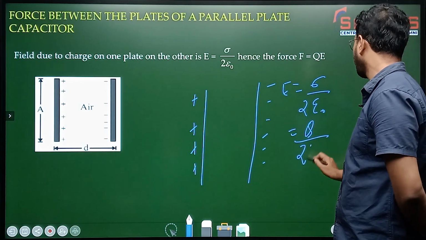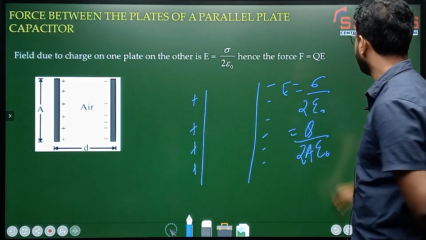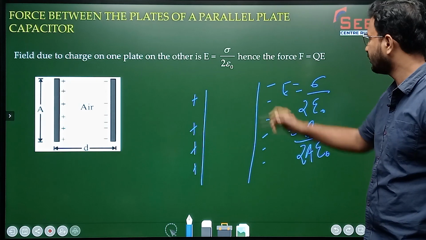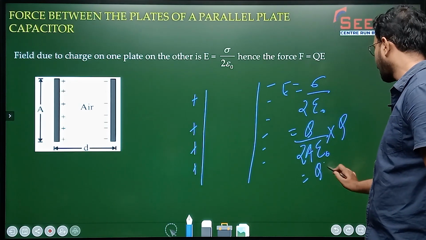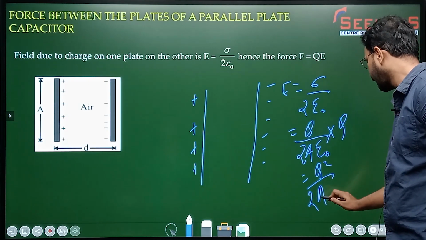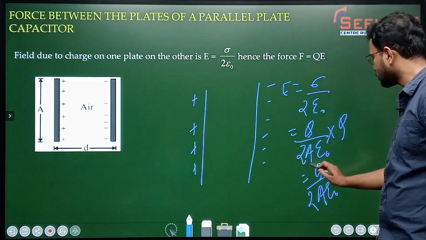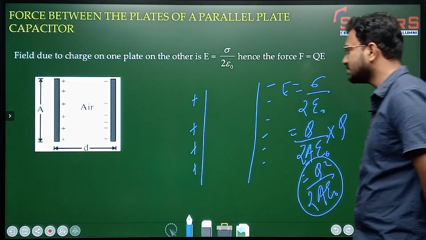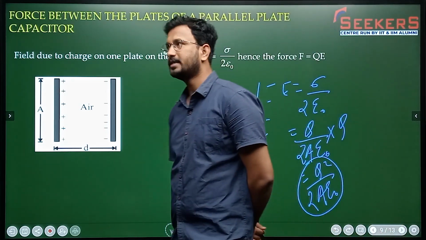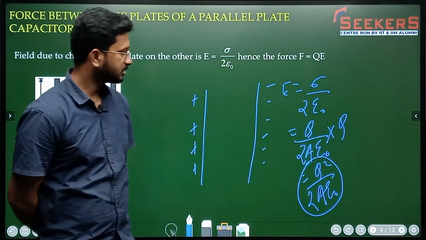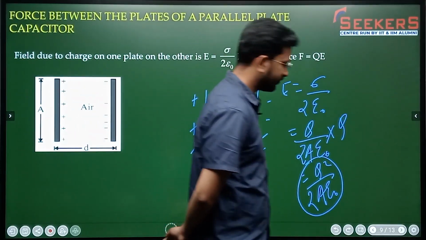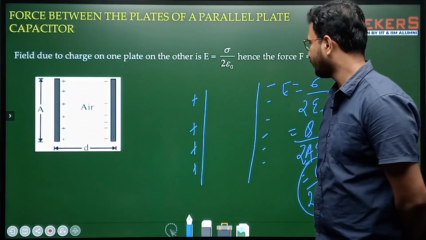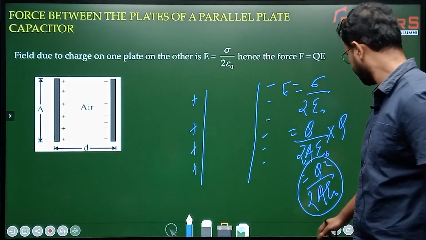So it becomes Q by 2A epsilon naught. Got it? The charge on one of the plates is Q, so if you multiply by Q, it becomes Q square by 2A epsilon naught. This is the force between the plates of a parallel plate capacitor. Just remember the formula, Q square by 2A epsilon naught, where Q is the charge of the capacitor, A is the area of the plate, and epsilon naught is a constant.